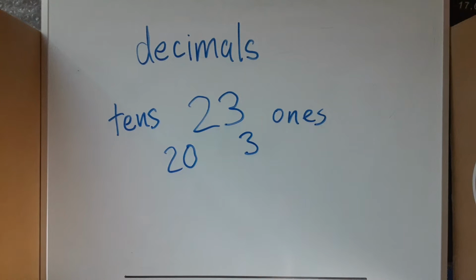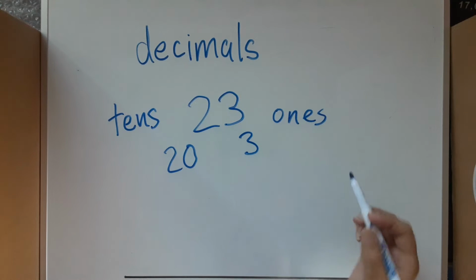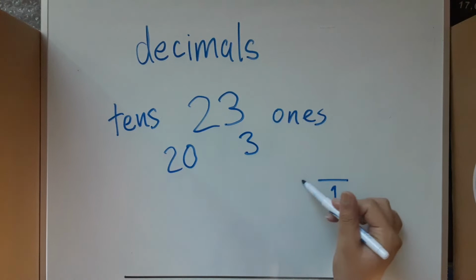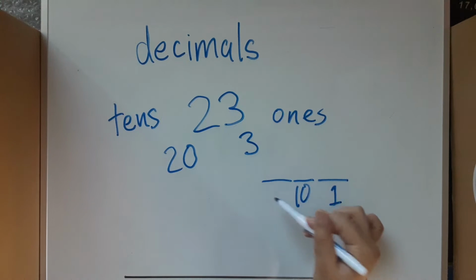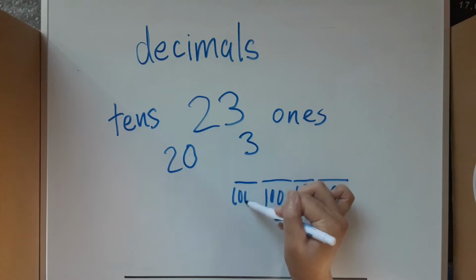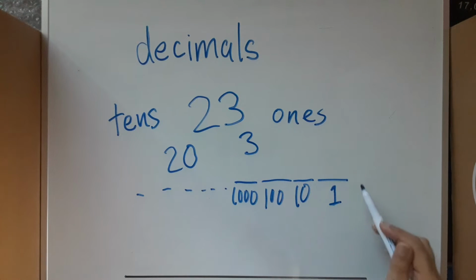In every single number, there are these different things called place values. The ones place, the tens place, the hundreds place, the thousands place, and so on. However, it doesn't just stop at the ones place.